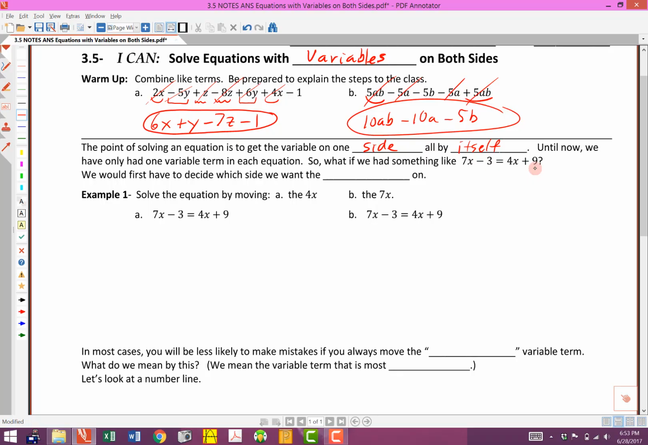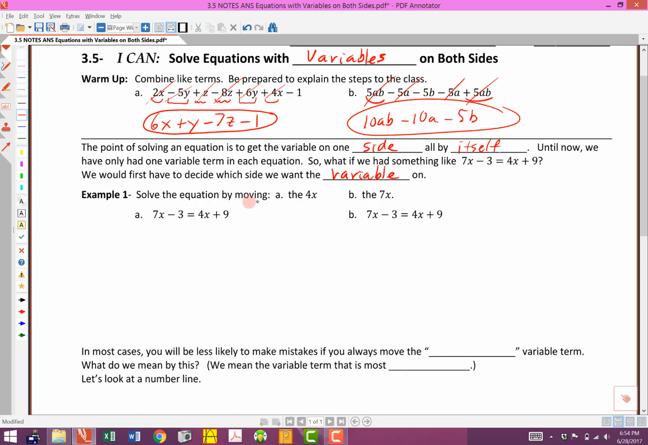So you'll notice that the biggest difference that we've got here is we have an x term here and we've got an x term here. So the first thing we have to do is decide which side we want the variable on. Do we want it on the left or do we want it on the right? So let's take a look at this example. I've got two of the same equations, just a repeat of that right there.